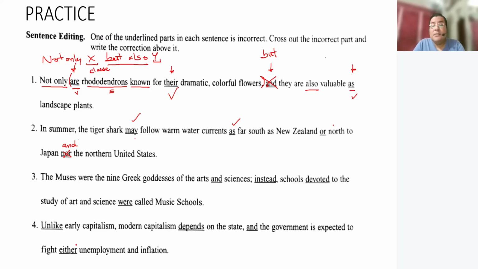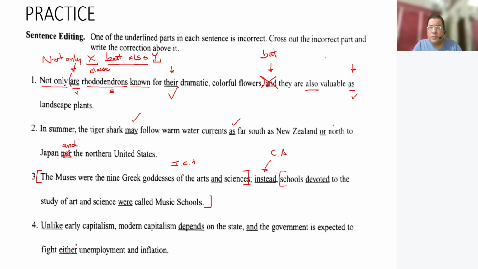So let's keep going with number 3. The Muses were the 9 Greek goddesses of the arts and sciences. Instead, schools devoted to the study of art and science were called music schools. Now, let's notice here, the first part of this sentence is an independent clause ending just before the semicolon. The Muses were something. Then this conjunctive adverb here is supposed to connect this independent clause 1 with the second independent clause, schools devoted to the study of art and science were called music schools.